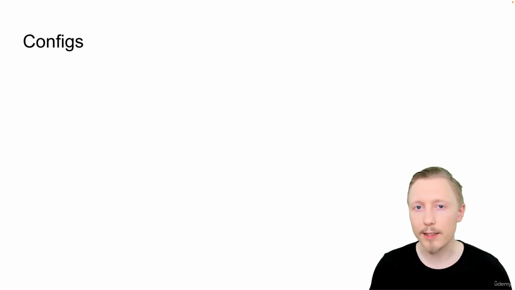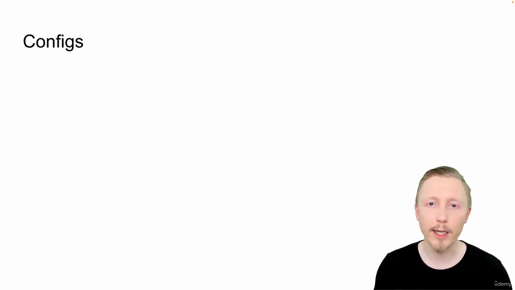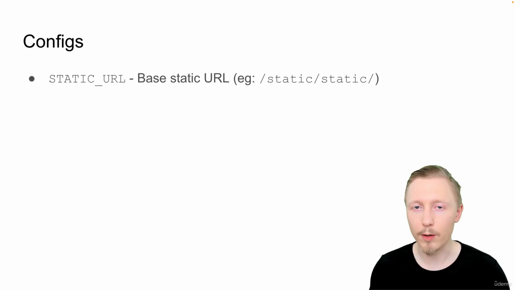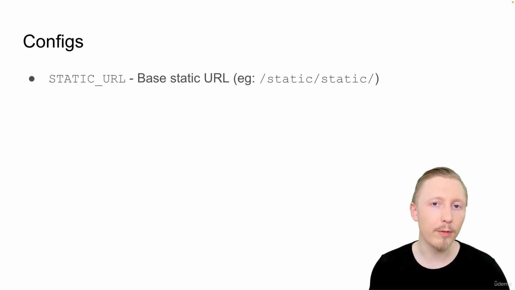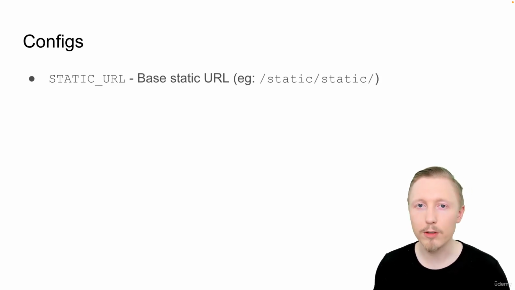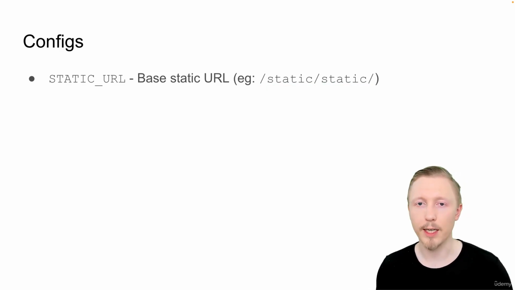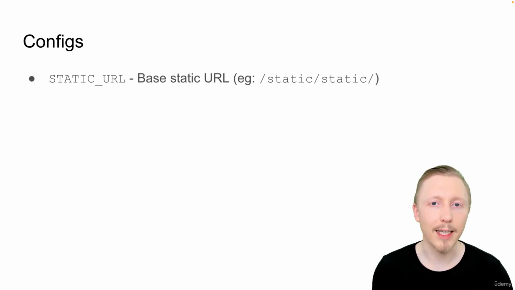In order to use static and media files correctly with Django, you need to add some configuration to your settings.py file. The first one that you need to add is STATIC_URL. This is the base URL for all of the static files that are going to be served by your application. In our example, we're going to be using the URL /static/static. This means that from our server, anything that starts with /static/static is going to be a static file.